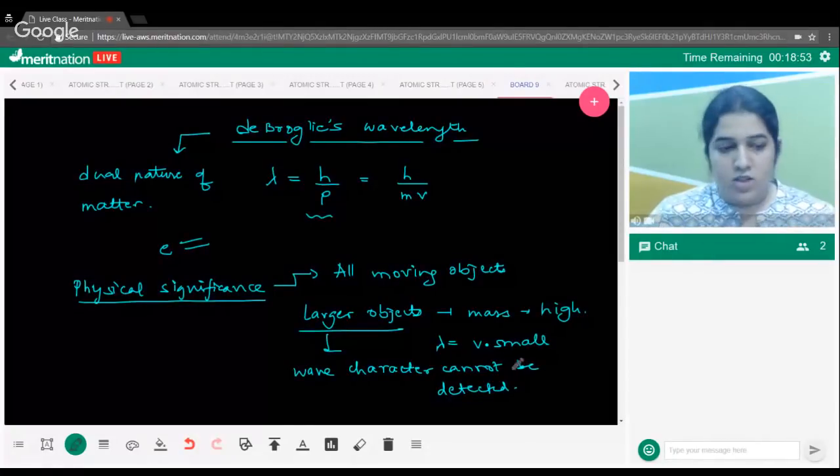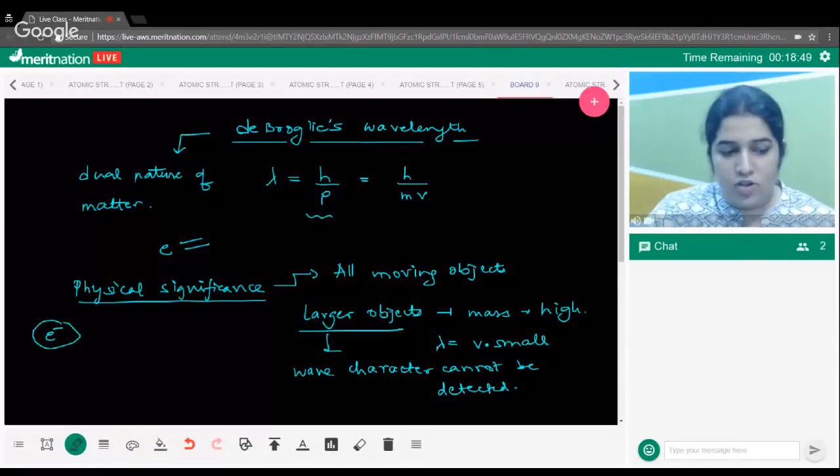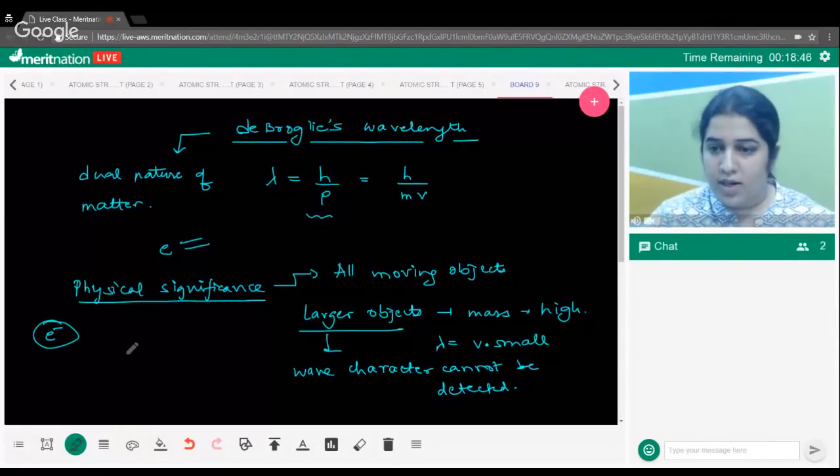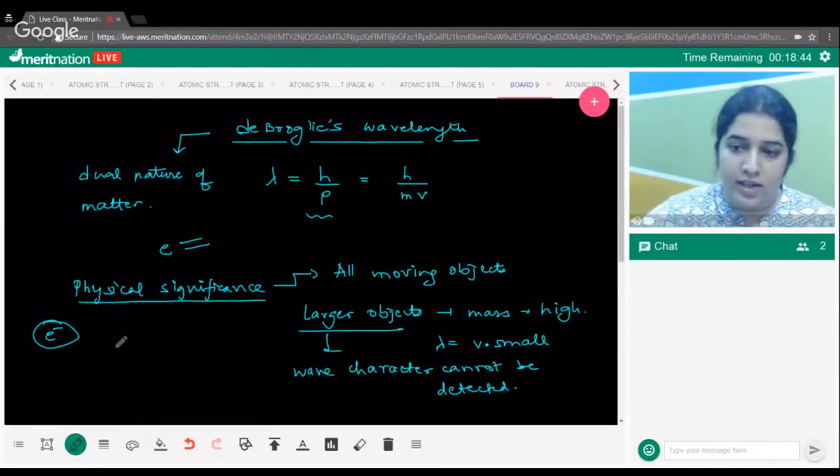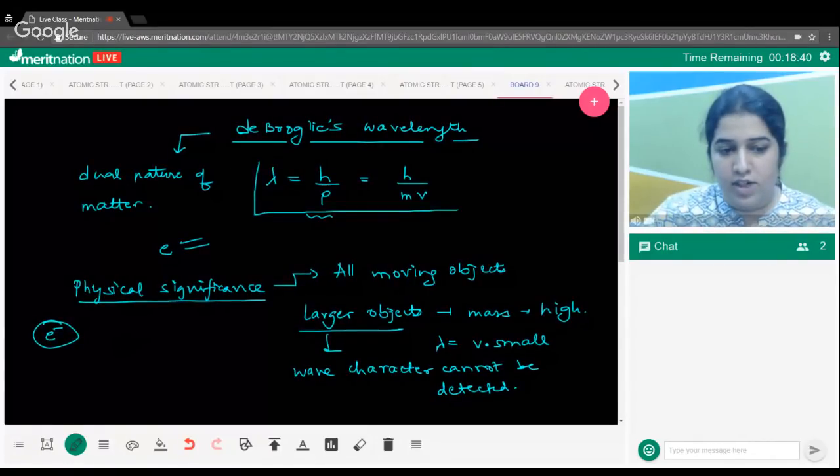But the subatomic particles like electron that we have, it has very small mass. So the wave character can actually be detected, and thus we have this formula. So we need to remember this point.